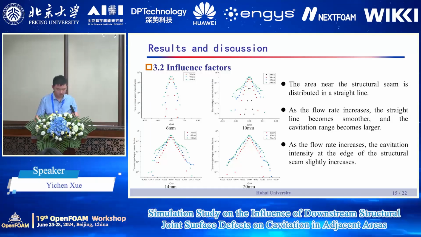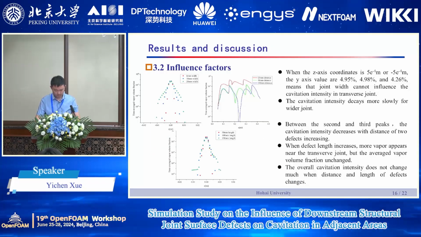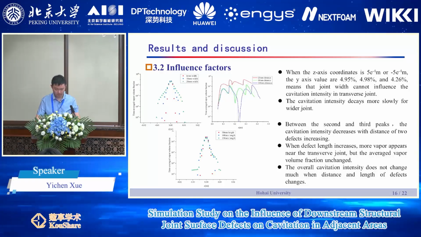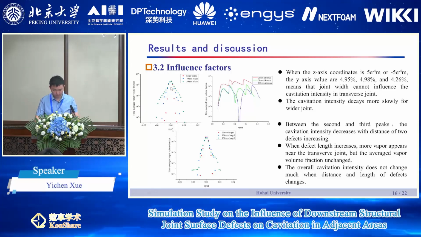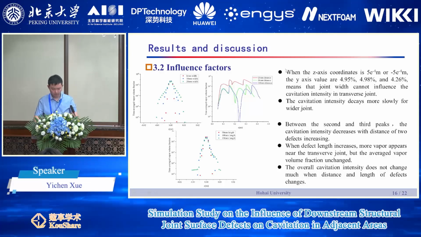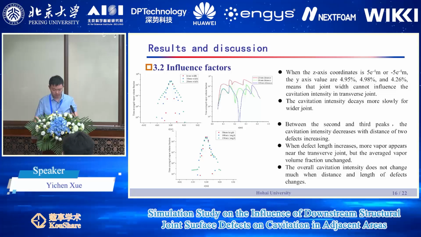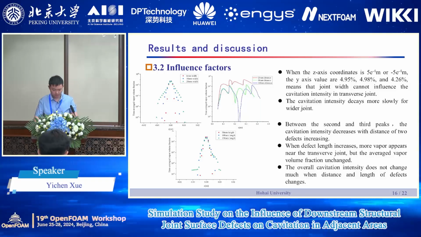but it is not obvious. As illustrated in the first figure, different joint widths show similar vapor volume fraction, and we can see the middle two points of the different colors overlap, which indicates little impact of joint width on cavitation intensity at the end of the computational domain.